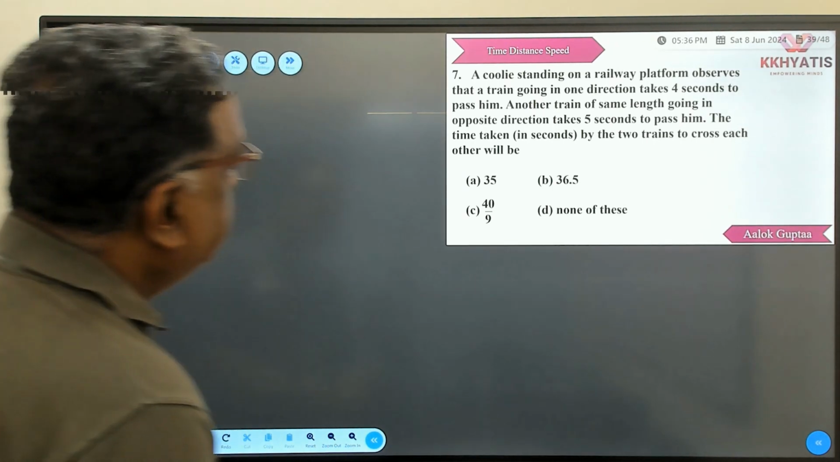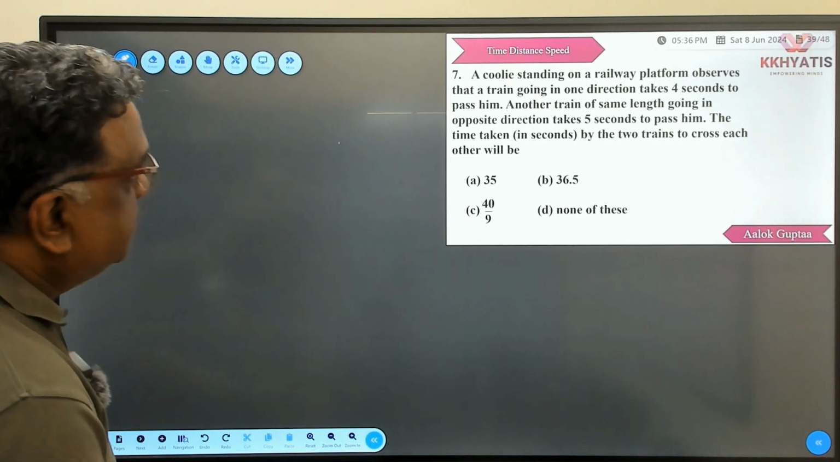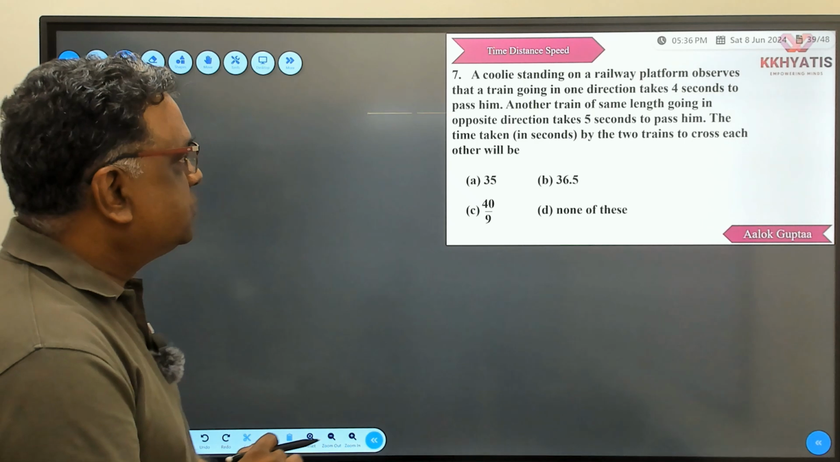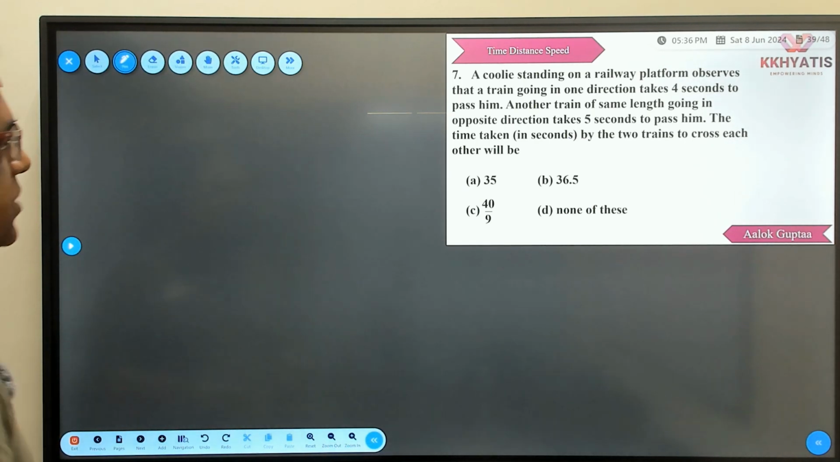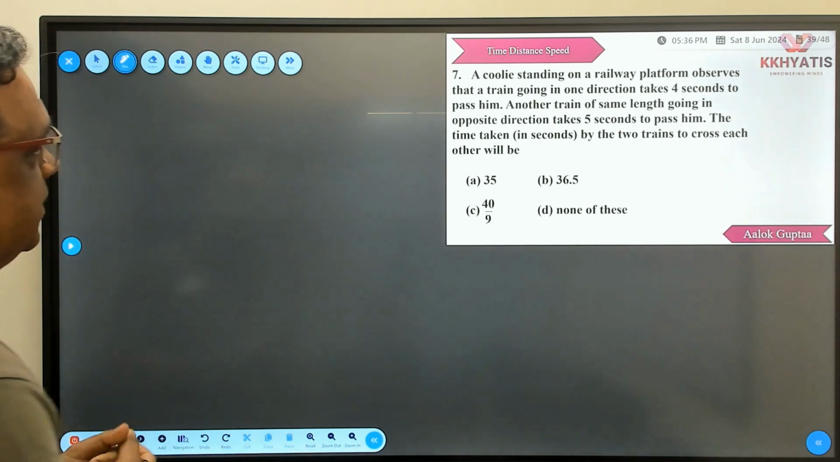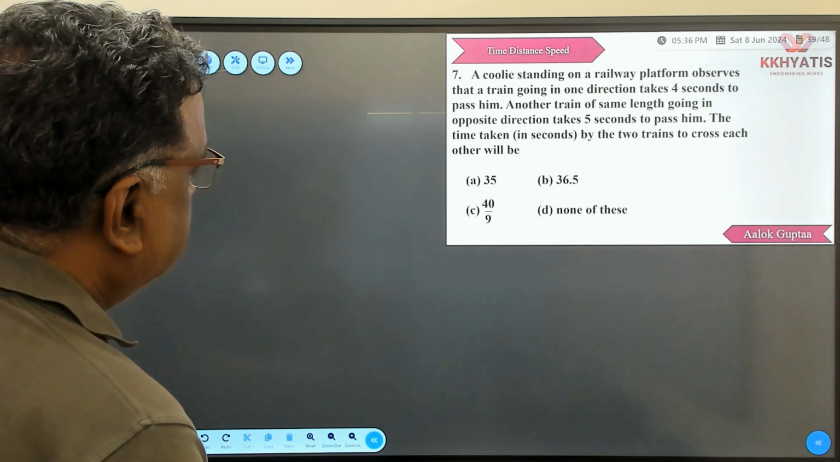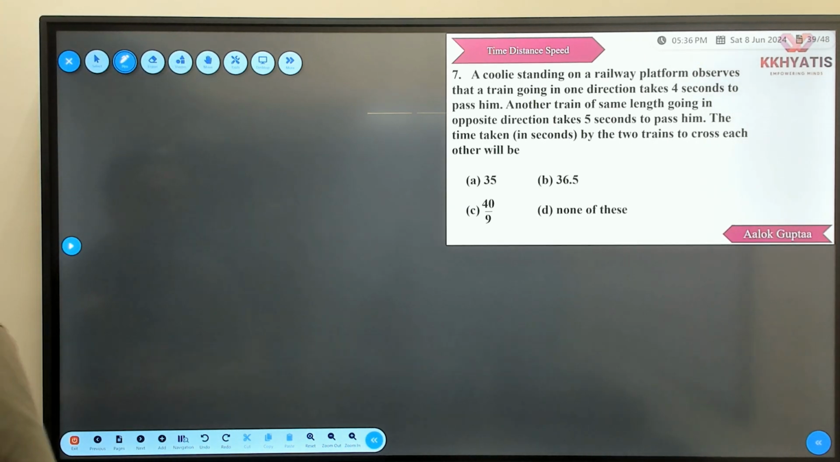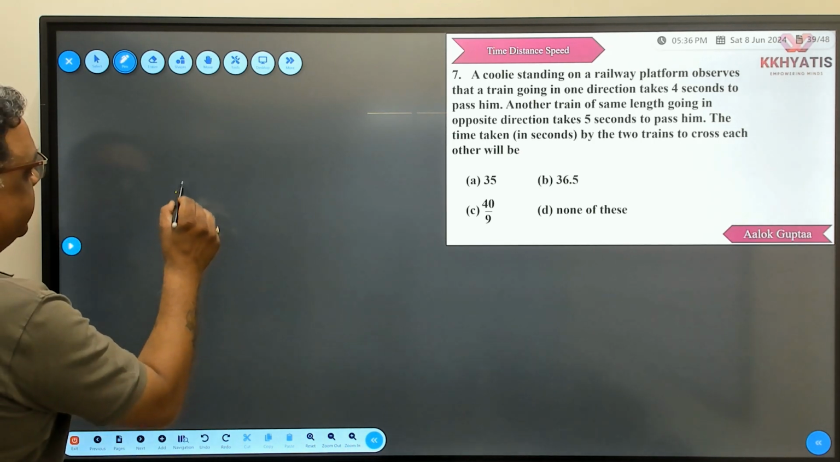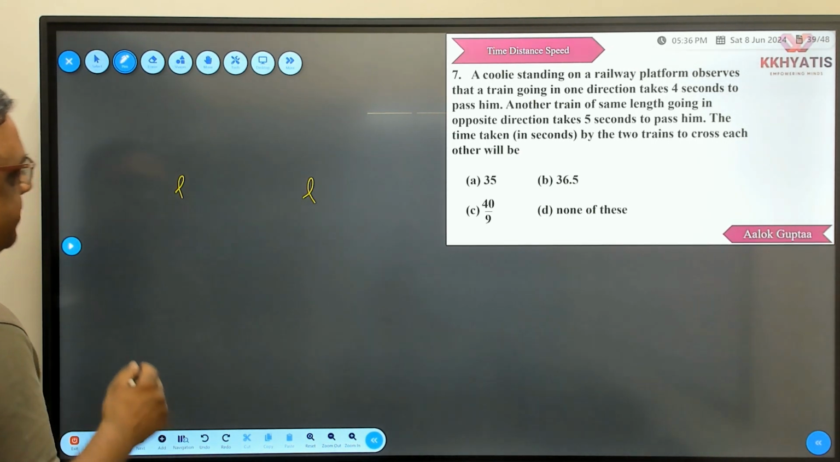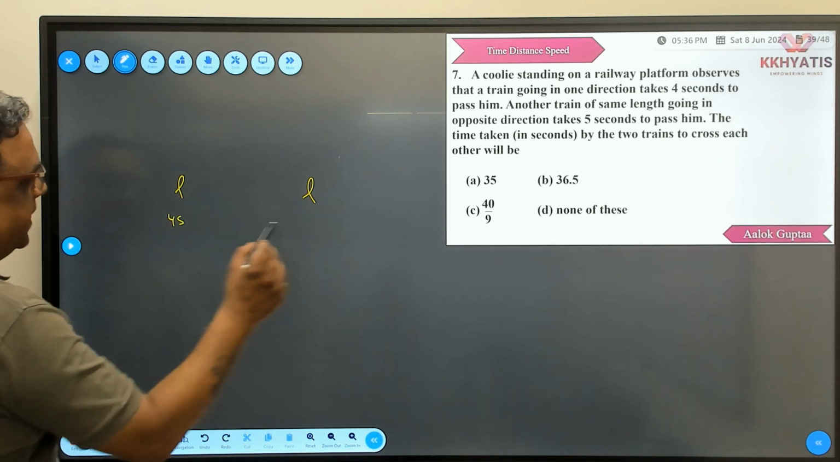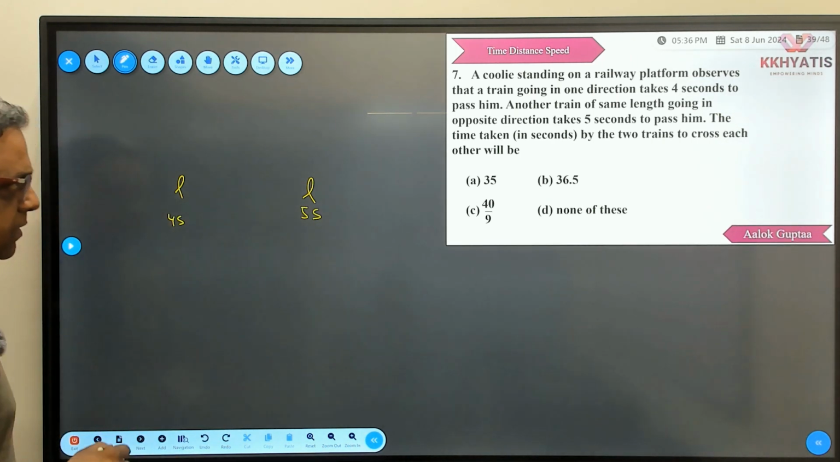A coolie standing on a railway platform observes that a train going in one direction takes 4 seconds to pass him. Another train of the same length going in the opposite direction takes 5 seconds to pass him. The time taken by the two trains to cross each other would be? So let us say the train 1 length is L, train 2 length is also L. The time taken is 4 seconds. The time taken here is 5 seconds.